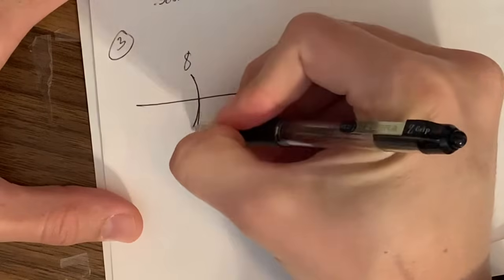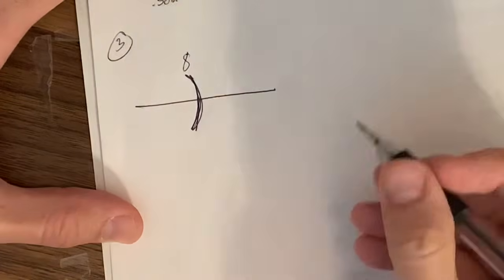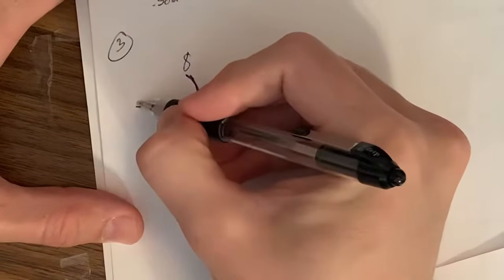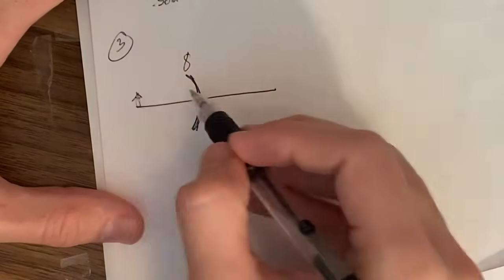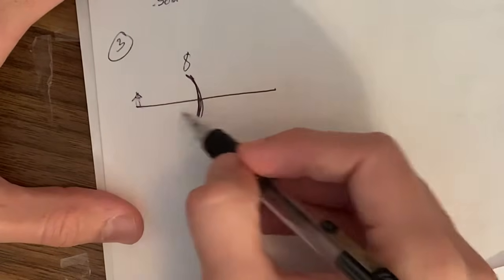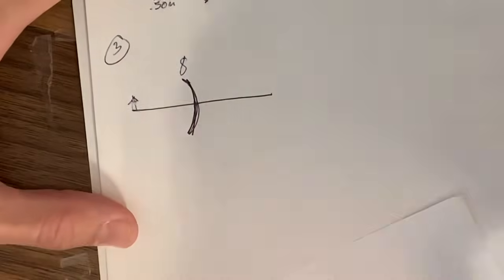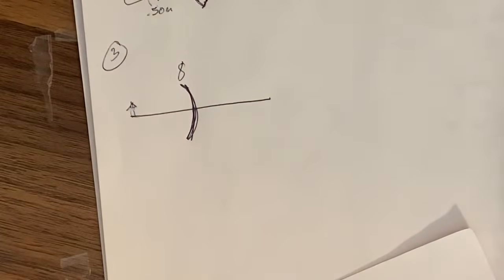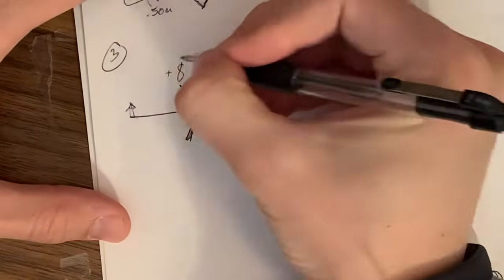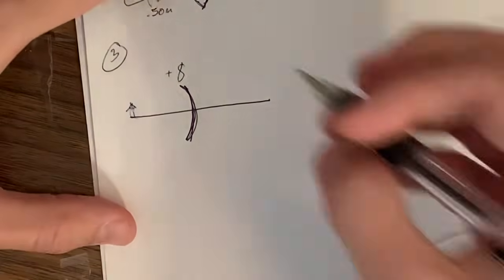A concave mirror is, assuming the object's going to be on the left here, light rays are going to diverge, hit this, and be converged to some degree. So converging things are positive in power. So this is a positive 8 diopter concave mirror.